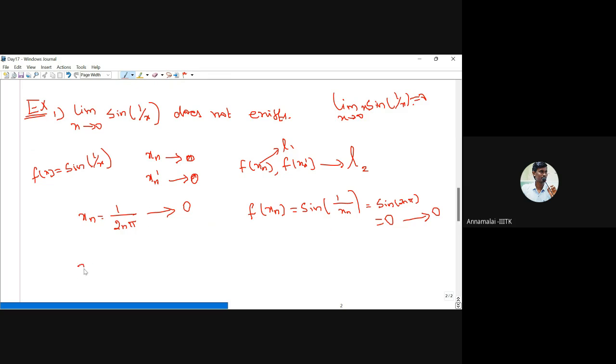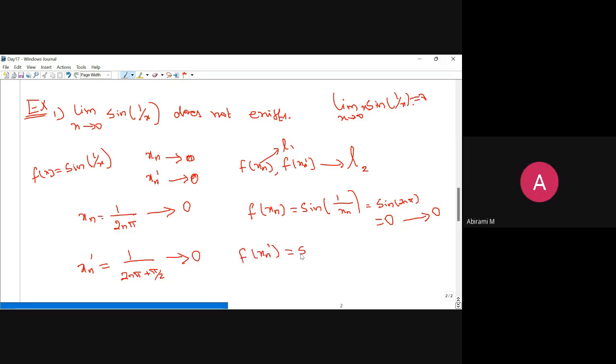Now, we are going to choose another sequence xn dash equal to 1 by 2n pi plus pi by 2. What about this? This also converges to 0, yes, because 1 by n is there. Therefore, this converges to 0. Now, what is f of xn dash?